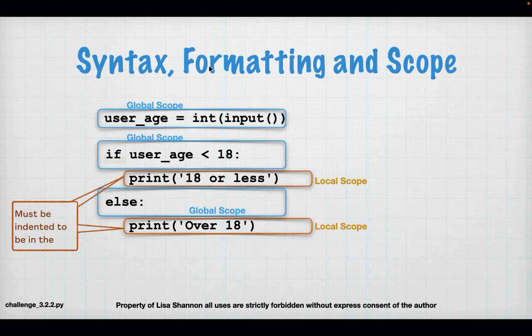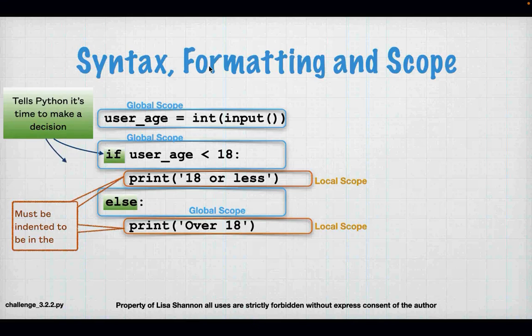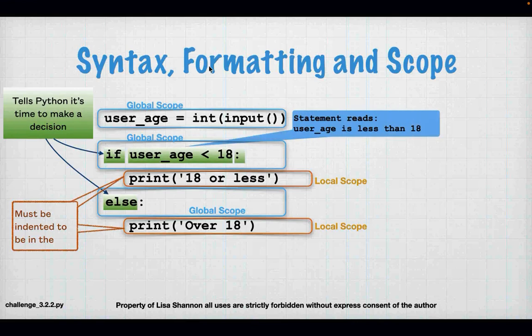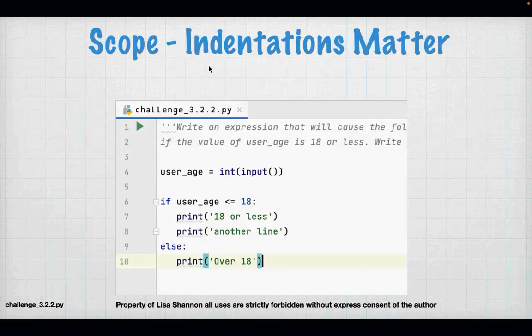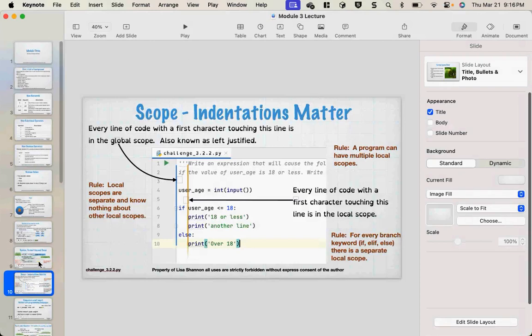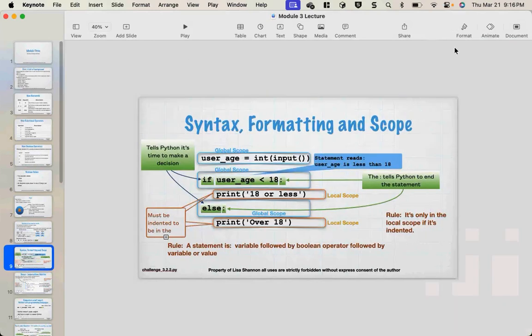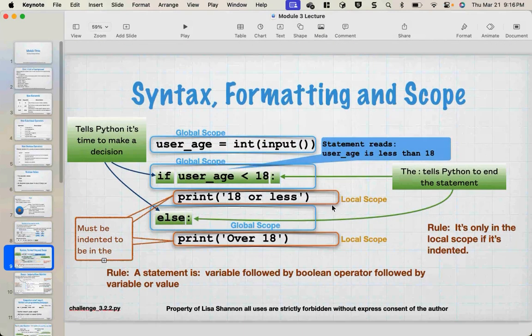So actually, what's the next one? Okay, if else, I think I talked about that. If tells Python it's time to make a decision, else is if all else fails. The statement reads, we talked about that. The colon. Always remember the colon. This drives people crazy sometimes. My apologies. We're going to go back. Make this a little bigger. Okay. So, this colon right here. This tells Python to end the question.